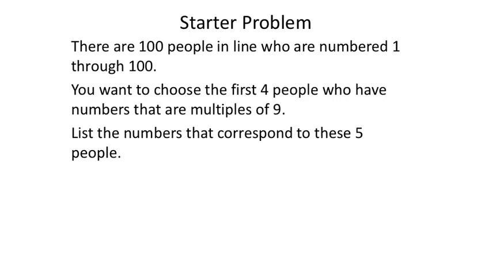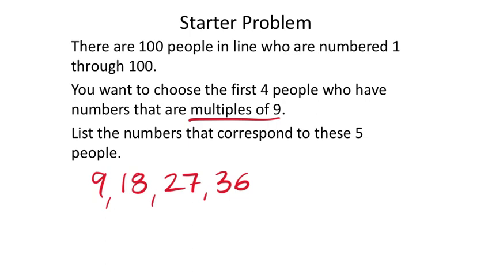Okay, so we're looking specifically at multiples of 9. So we're going to start with 9, of course, would be the first person that is a multiple of 9. And then just listing them, 9 times 2 would be 18. 9 times 3 is 27, and 9 times 4 is 36.